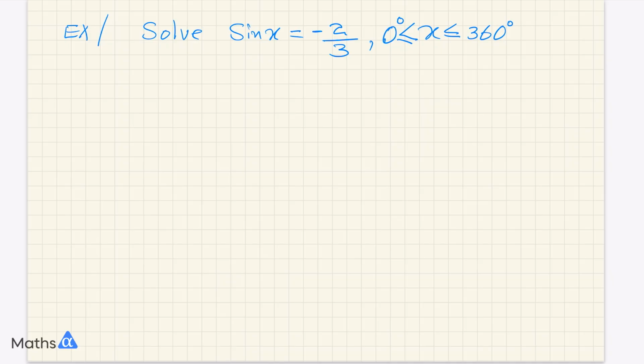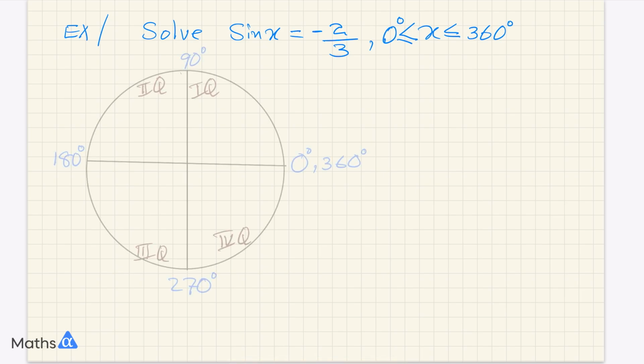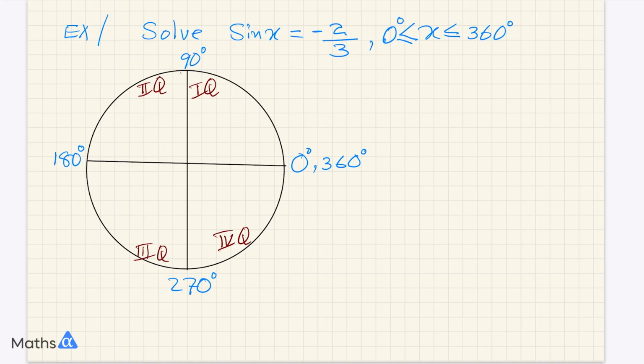Okay, now let me take this example. This is a little bit different now because we have sin x equal to negative 2 over 3. Basically, k is negative here, right? So we need to find all angles in this interval. Okay, so again, we're going to use the CAST diagram. Let's see how we can use this CAST diagram to solve this trig equation.